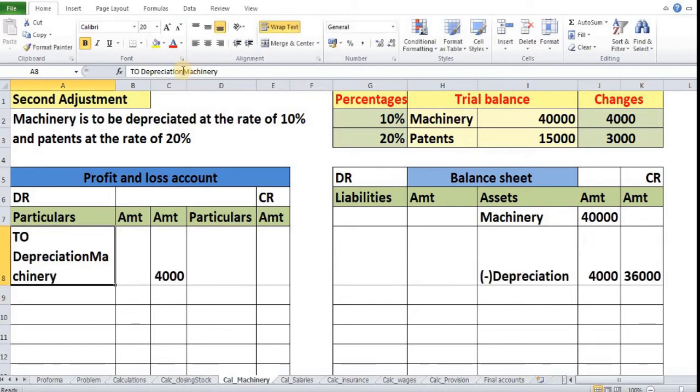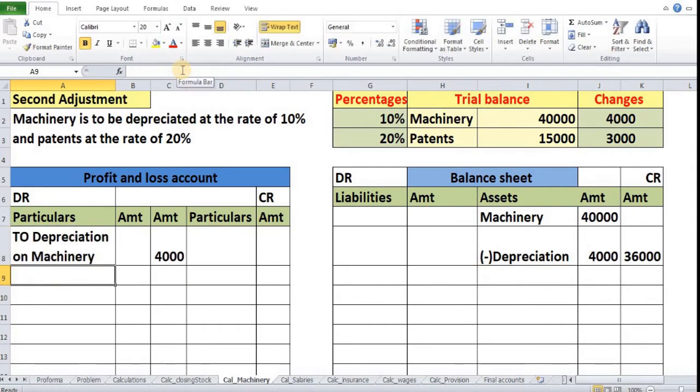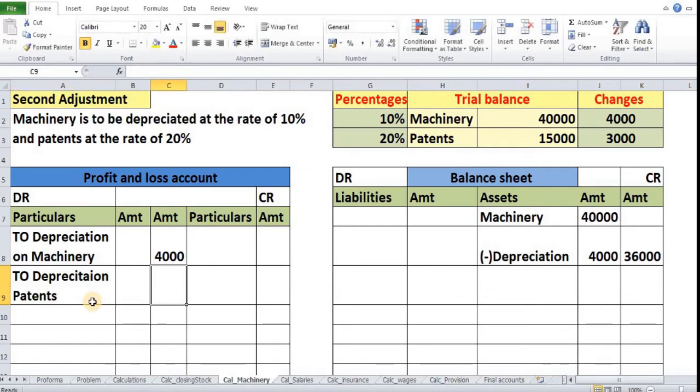Now similarly we have to do it for patents. Here in the problem, the patents amount is 15,000 and the rate of depreciation is 20%, which comes to 3,000. Now we will mention "To depreciation on patents" in the profit and loss account on the debit side and mention 3,000 in the outer column.